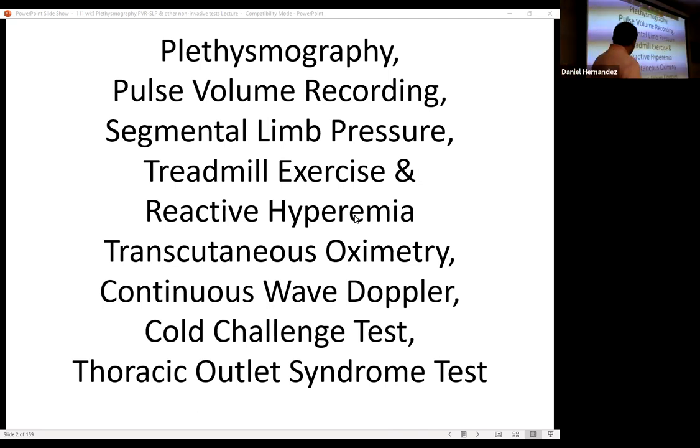This is another, I want to say, indirect test. These are all examples of indirect testing. So we're not actually imaging the vessels themselves. So we don't get pictures of the vessels. We don't know exactly where that disease potentially is. We can kind of get a general idea.